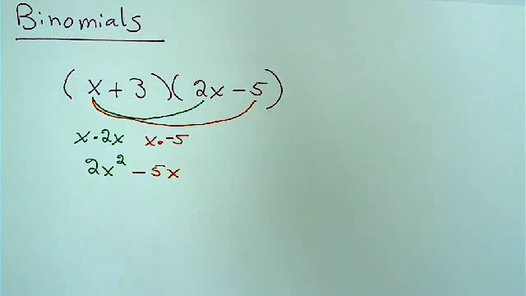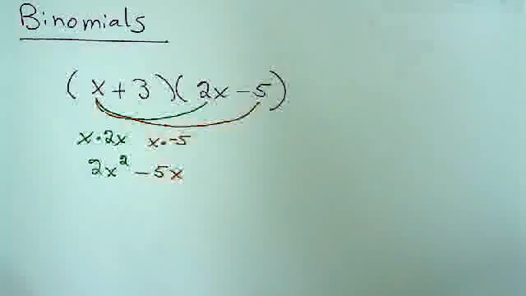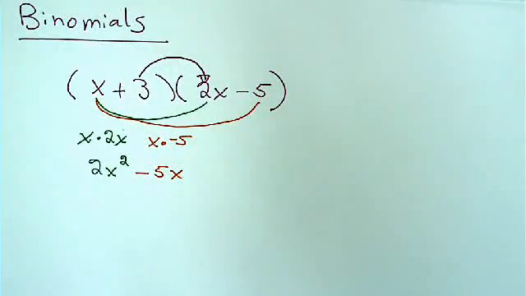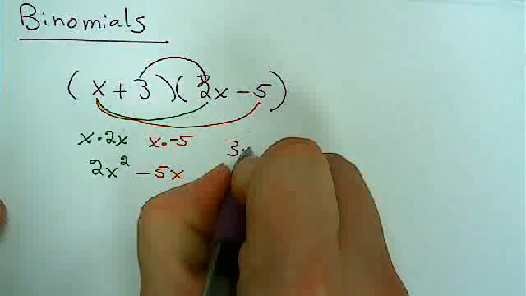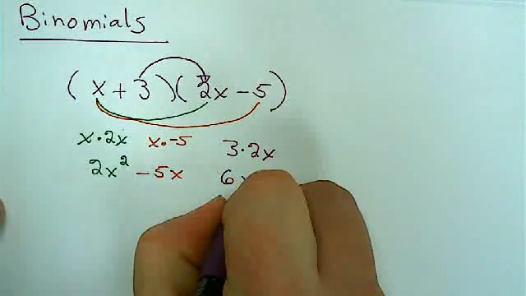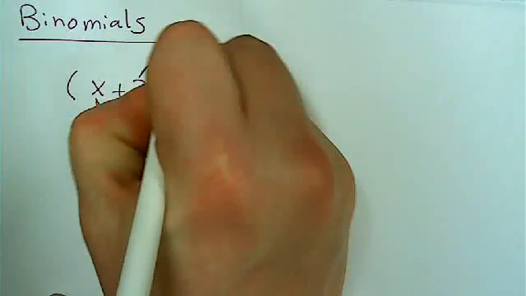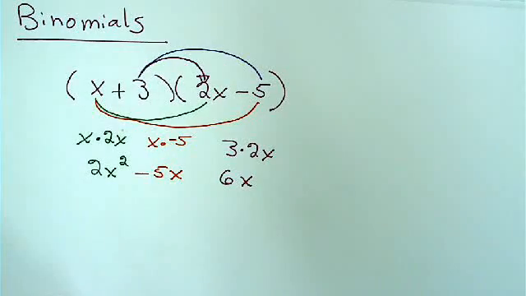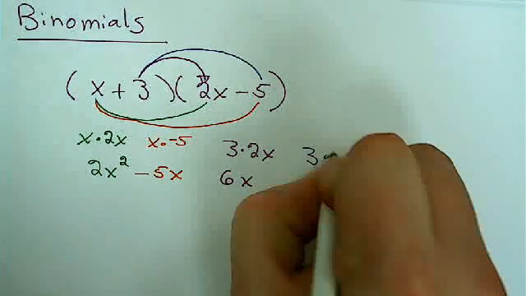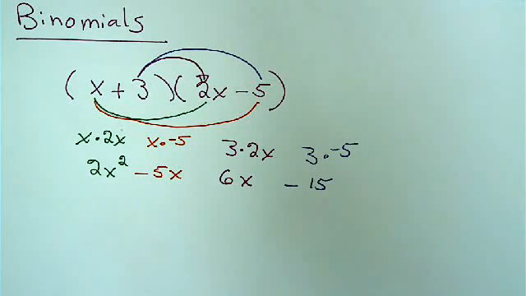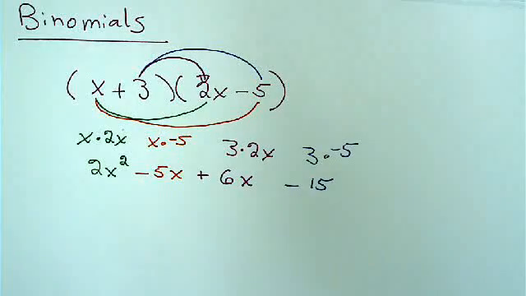Now we're not done. We haven't played with the 3 yet. So let's take the 3 and multiply it by the first term. That's going to be 3 times 2x, or 6x. And then we've got to do three times negative 5, which is minus 15. Plus sign in there.